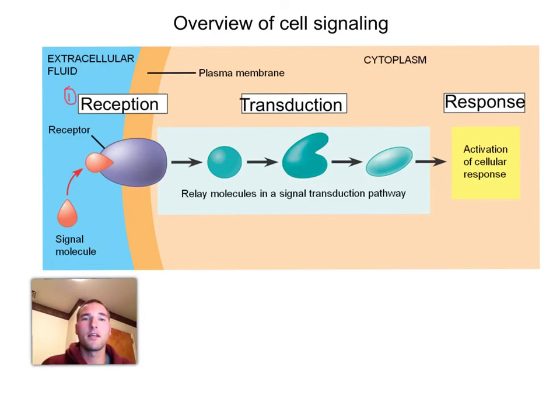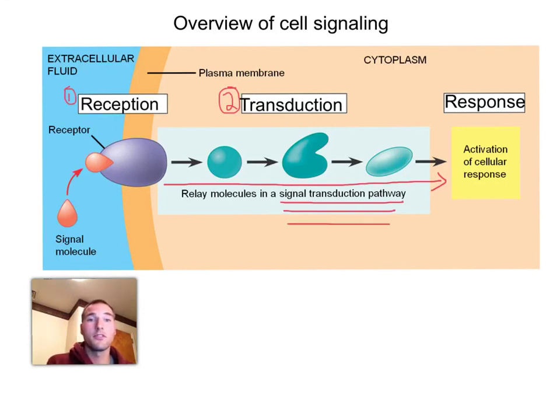The second step is we've got to get that signal inside the cell and passed to the place where action needs to happen. We call that transduction, and it's usually a series of molecules that take the signal from the outside of the cell, or from wherever the reception happened, to the location where the cell actually has to respond. Maybe it's in the nucleus, maybe it's somewhere else. They call that transduction. It's usually called a signal transduction pathway, something you're going to hear a lot or be reading a lot about.